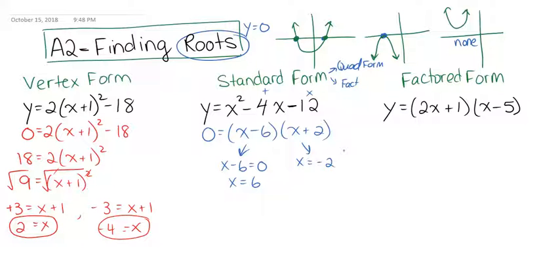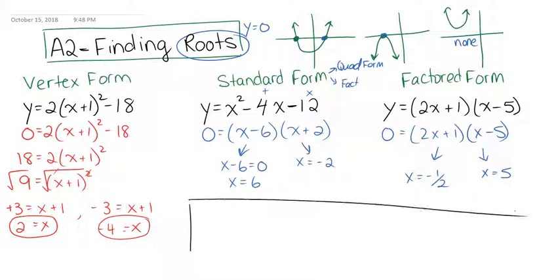And then finally, factored form, which is the easy one. It's already factored. Set y equal to 0 and then just solve. So now I know x is equal to negative a half and x is equal to 5. So I got 2 roots there too. And just one more thing before we stop.